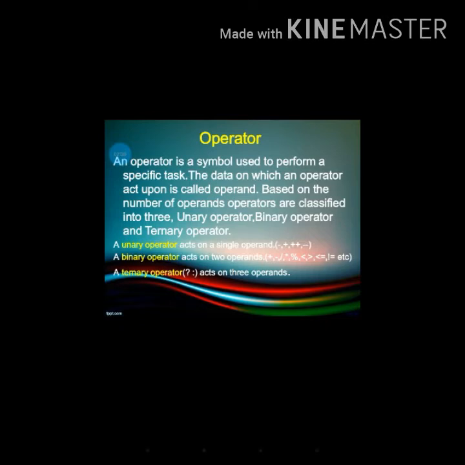Second, operator. An operator is a symbol used to perform a specific task. The data on which an operator acts upon is called operand. Based on the number of operands, operators are classified into 3: unary, binary, and ternary.